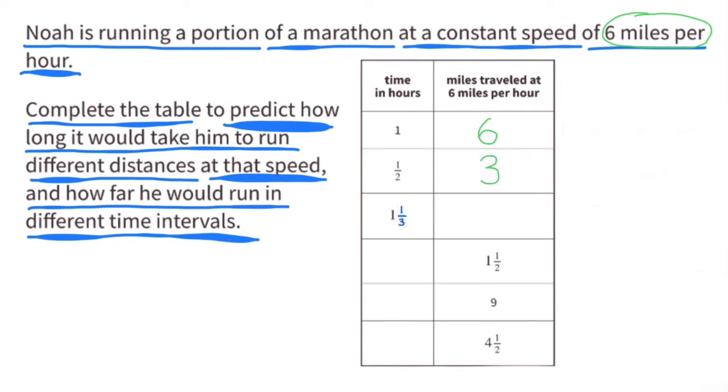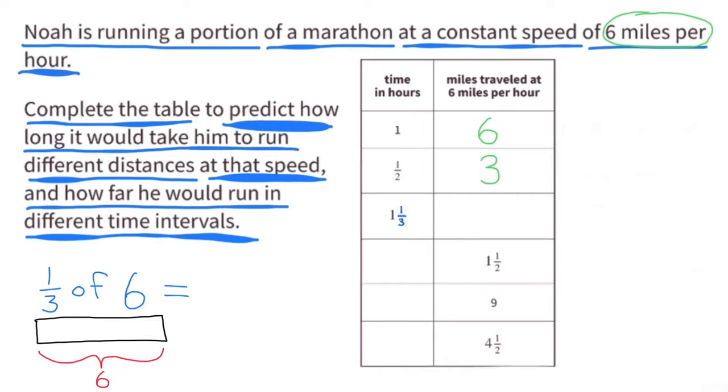The next amount of time is a little bit trickier. It's 1 1/3 hours. One way to figure this out is to figure out how far he would travel in 1/3 of an hour. If he travels 6 miles in 1 hour, then he would travel 1/3 of 6 miles in 1/3 of an hour.